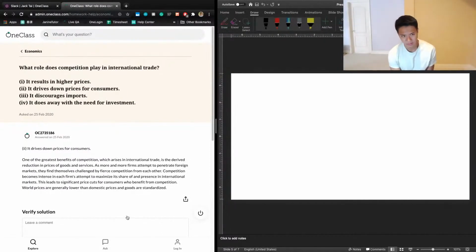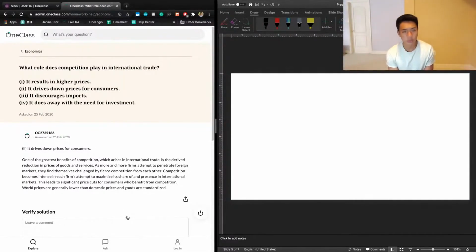And that's exactly what 2 says. That is going to drive down prices for consumers. And so that's going to match up really well. Let's take a look at the other ones just to make sure. 3 says it discourages imports. That's incorrect. If we have more global competitors, then it's more likely we discover global competitors that we would like more or are pricing at a lower point. That's going to increase imports, not decrease, right?